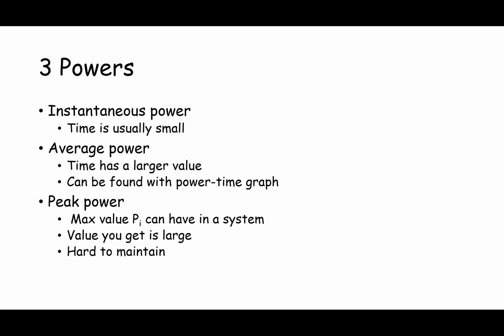As we know, in a power time graph, the area under that graph would give you work done, and then when you divide that by time, as we know earlier, P equals W over T, and that will give you power. Now there's peak power, which is the maximum value instantaneous power can have in a system. The value you would get would be very, very large, and peak power is usually super hard to maintain because when you maintain such a large amount of power, it can usually be very harmful, or we can't sustain that power for a very long time.